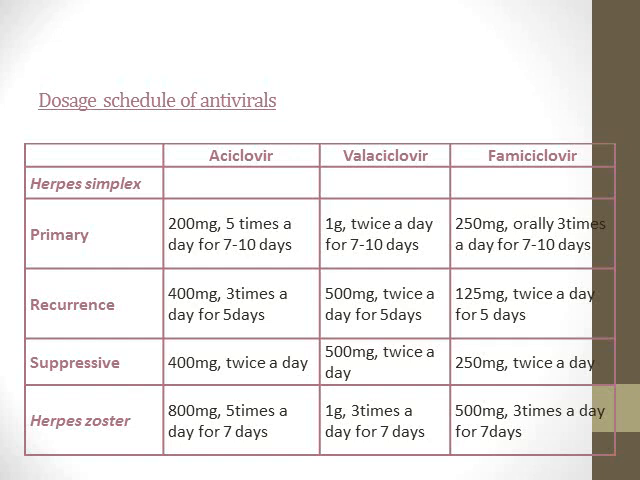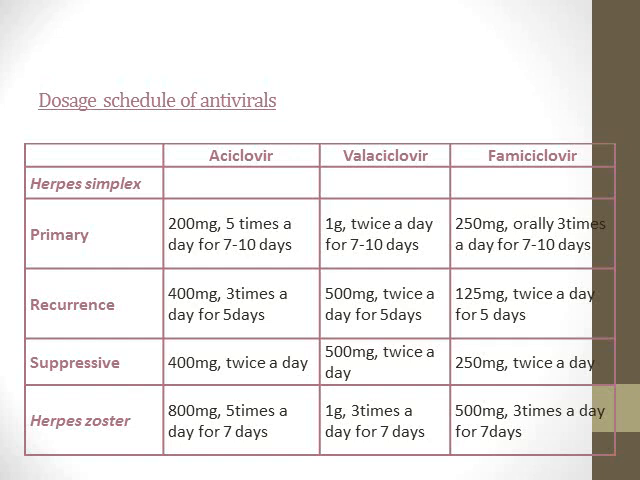Dosage schedule of antivirals: in herpes simplex primary, you give acyclovir 200 mg 5 times daily, whereas in recurrent cases you give 400 mg 3 times daily for 5 days, whereas in suppressive dose 400 milligram twice daily, and in herpes zoster you give 800 milligram 5 times a day for 7 days. Remember the dose of acyclovir in herpes simplex group of disorders is different, and in herpes zoster it's different.